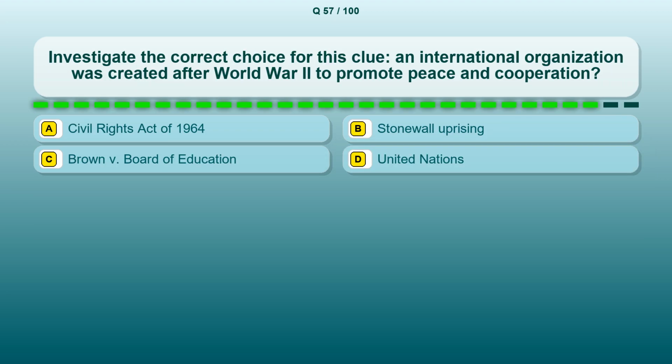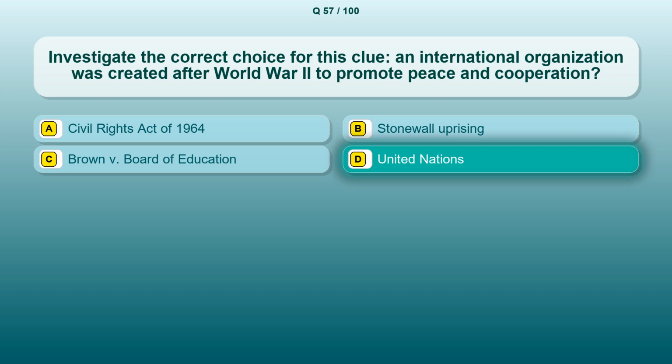Question 57. Investigate the correct choice for this clue. An international organization was created after World War II to promote peace and cooperation. Option A, Civil Rights Act of 1964. Option B, Stonewall Uprising. Option C, Brown v. Board of Education. Option D, United Nations.